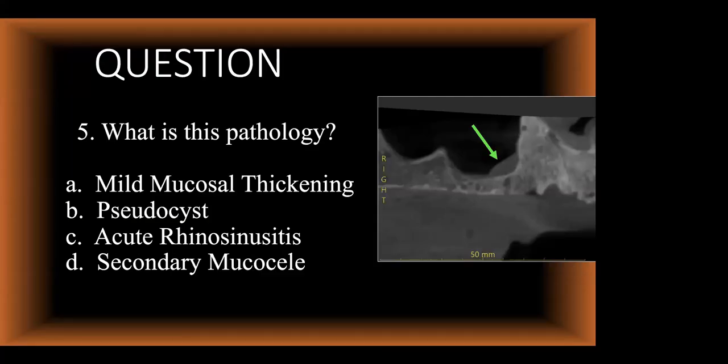So I made up some questions. On the right side, you see this inflammation, the gray area within the sinus. Again, the sinus should be black. Anything that's not black is abnormal, and that's what we call pathology. So is this pathology mild mucosal thickening? Is it a pseudocyst? Is it acute rhinosinusitis? Or is it a secondary mucocele? Robert, let's put up the question. So please select A, B, C, or D.